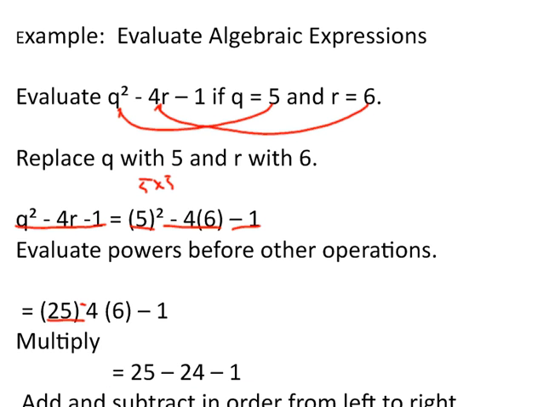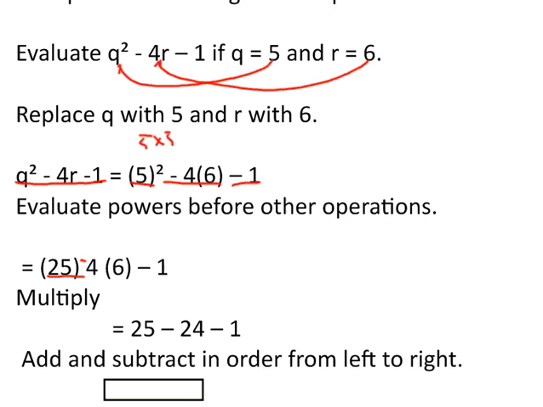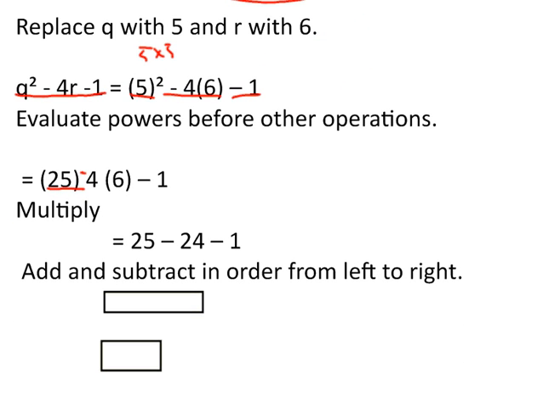So we've got 25 minus 24 minus 1. Now we'll do adding and subtracting in order from left to right. We've got 25 minus 24 becomes 1. 1 minus 1, of course, is 0.